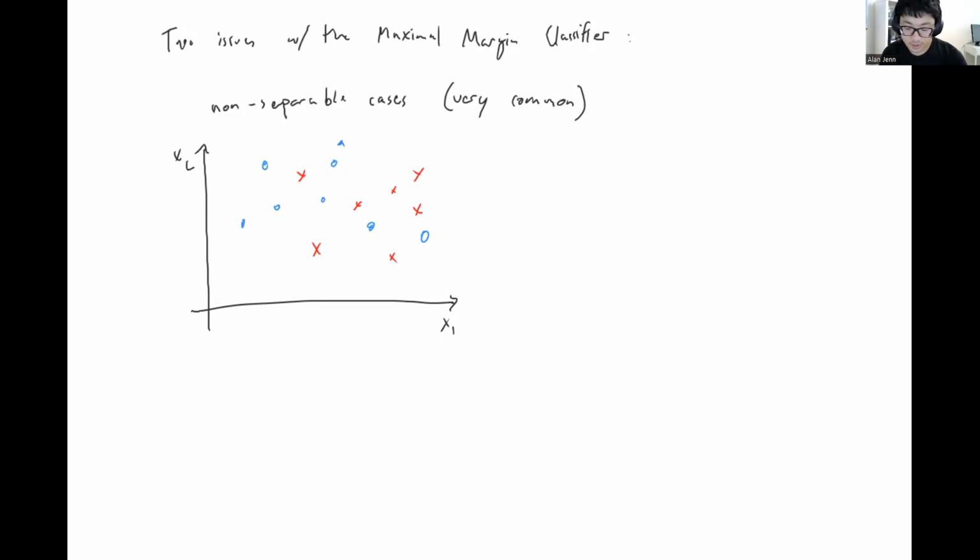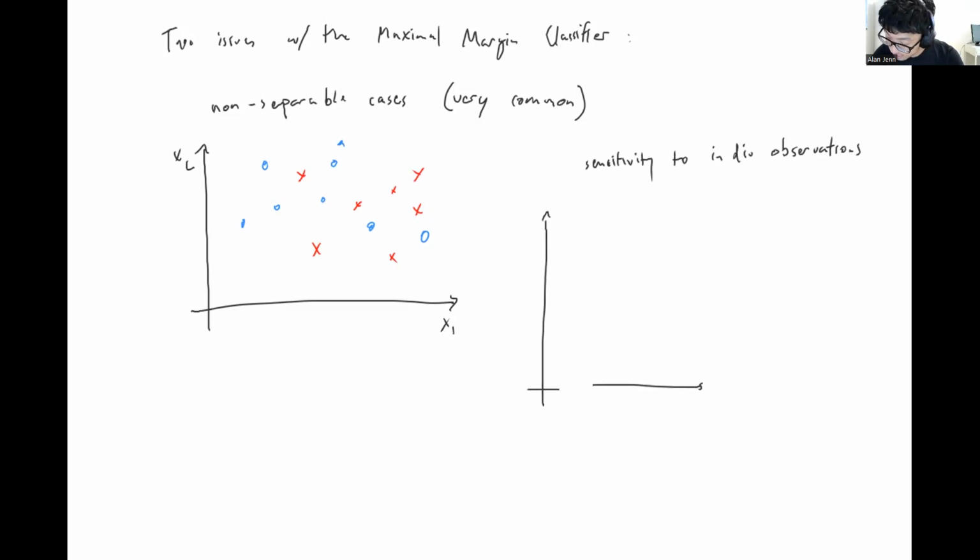The other issue is slightly more subtle, and that is sensitivity to individual observations. So let me draw two plots. Try to make these identical.